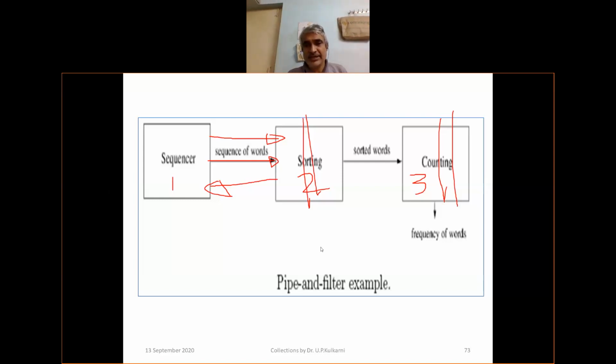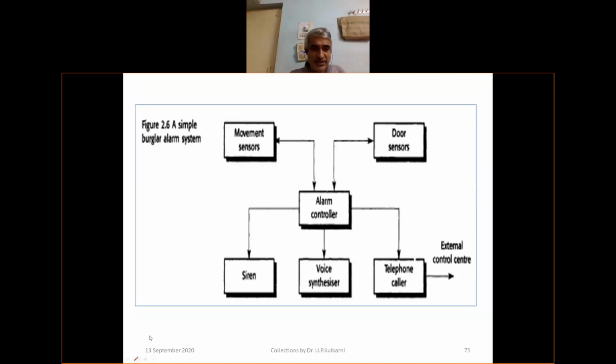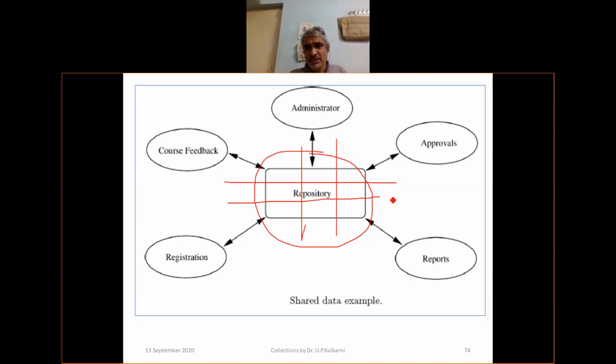Right. Now let's get into other things. Shared data, a kind of architecture. So you have different components, subsystems developed, and all have a common repository like global variables, but they're all controlled, so that there won't be any conflict in storing and retrieval. Say, for example, registration. You do registration and get into the repository.